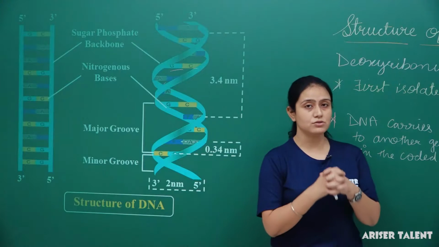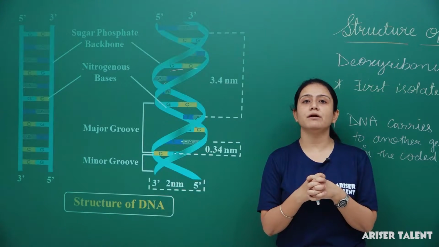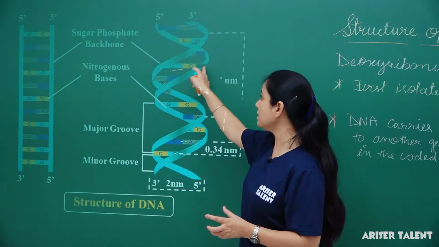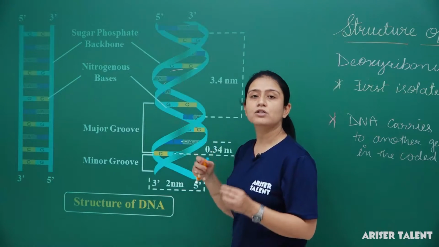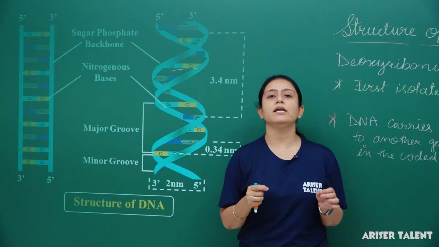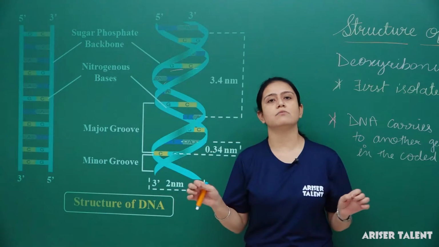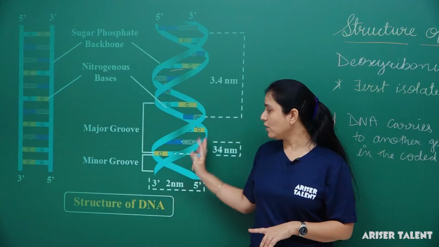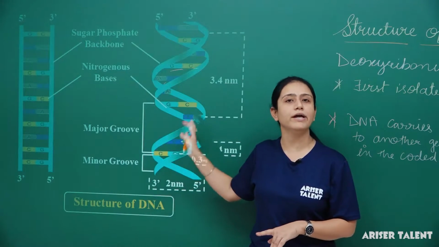Now DNA is known as polymer because it is made up of very large number of nucleotides. Here we can see that these are the nucleotide units. Okay, so thus we can say that DNA is made up of very large number of nucleotide units. This is the reason that it is known as polymer, because there is a chain of nucleotide units.